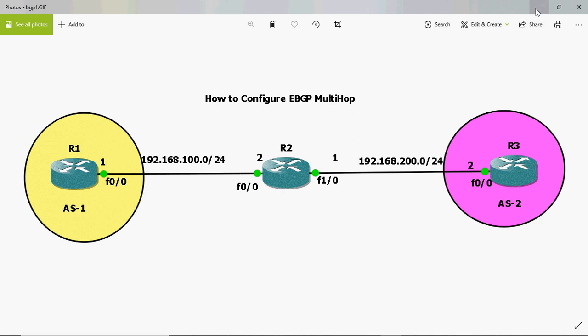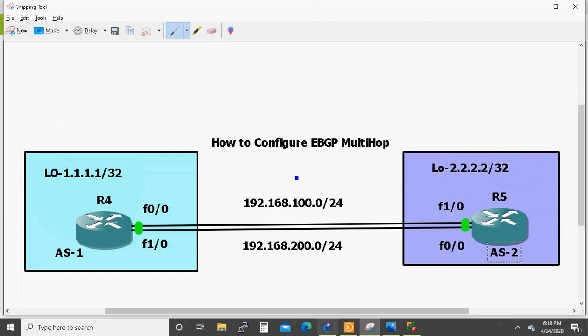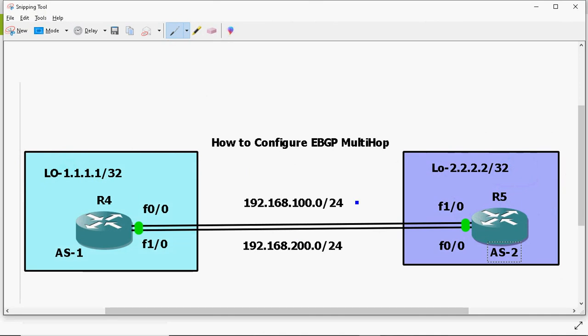So there is another scenario. So this is the next scenario. Here two routers are directly connected. Here I am using two physical interfaces. BGP will be configured on only a single interface. It's not possible to configure both interfaces. So in the R4 router I am using one loopback interface, and in the R5 router I am also using one loopback interface.